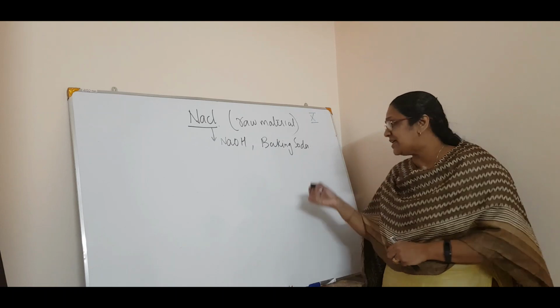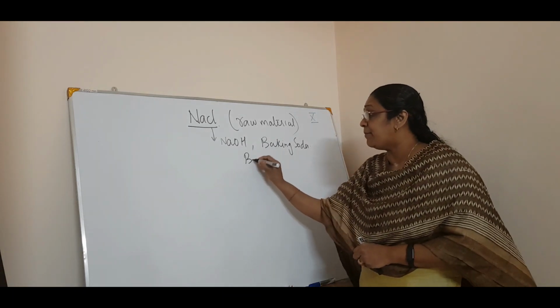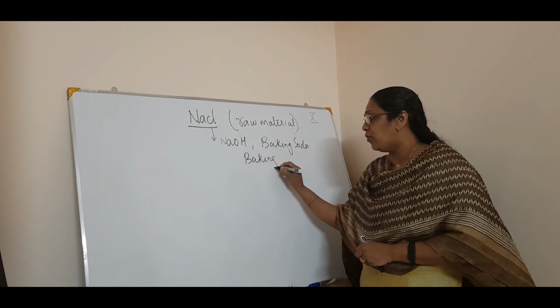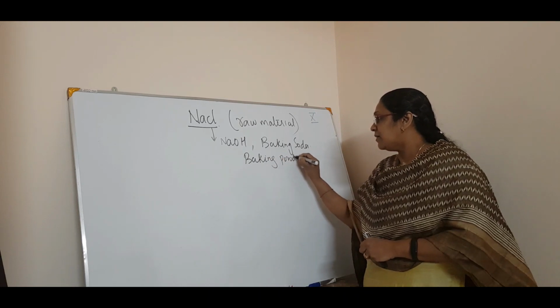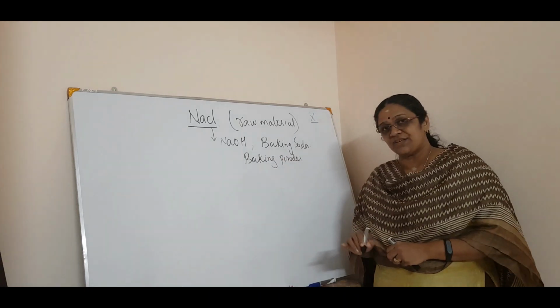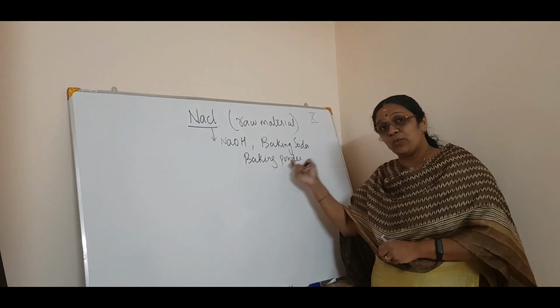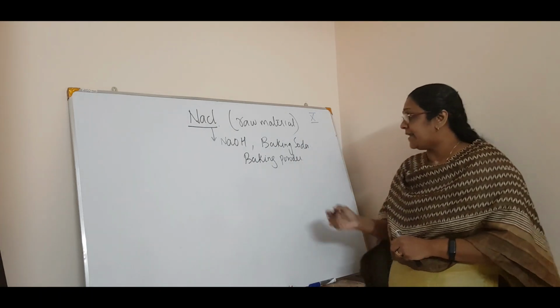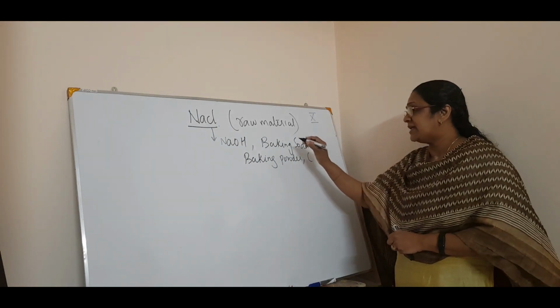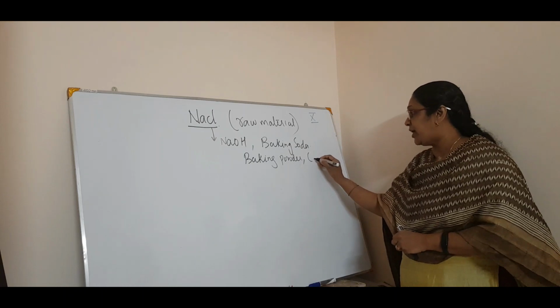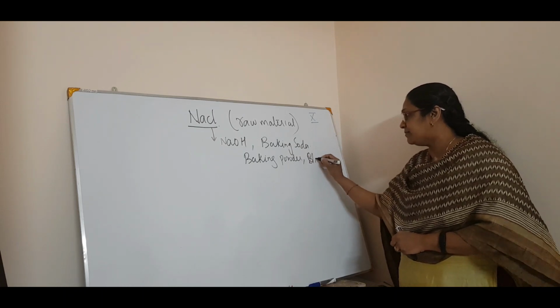Okay, frying pakoras and all. Then you can have baking powder. This also you will know, because you are very fond of cakes and all, isn't it? So in this cake you will add baking powder. Then again, one more example: from sodium chloride, you will get bleaching powder.